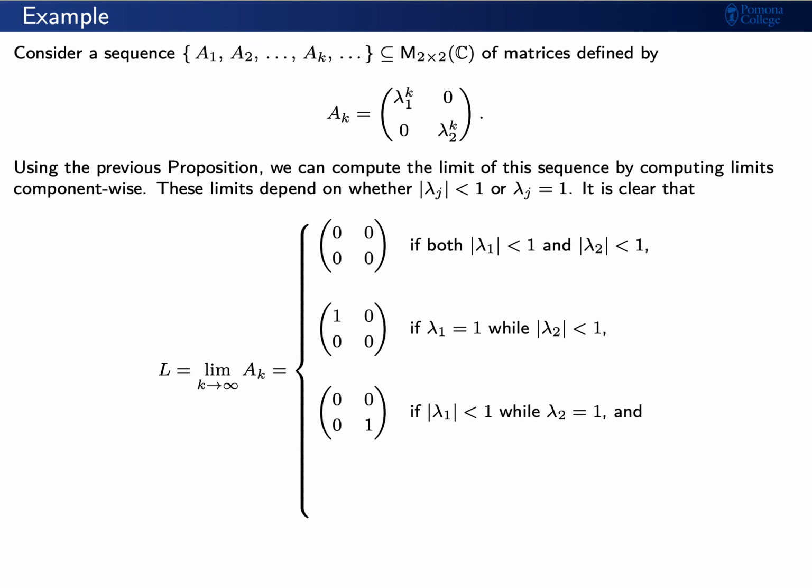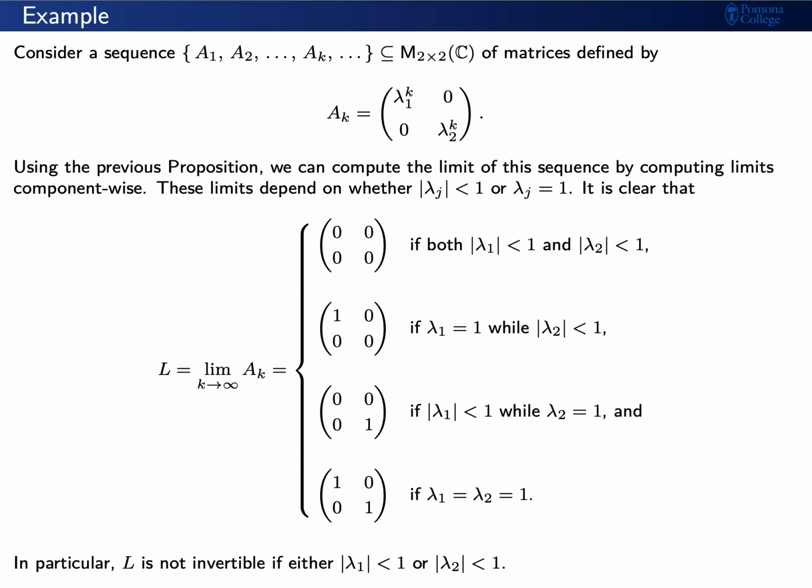Similarly, if the absolute value of lambda 1 is less than 1 while lambda 2 is equal to 1, we find the limit 0, 0, 0, 1. And finally, in the case where lambda 1 and lambda 2 are both equal to 1, we find that the limit is the matrix 1, 0, 0, 1. Here the idea is that we're just computing the limits component-wise. We have 4 limits to compute because our 2 by 2 matrix has 4 entries. In particular, notice that the limit L is not invertible if either the absolute value of lambda 1 is less than 1 or the absolute value of lambda 2 is less than 1.